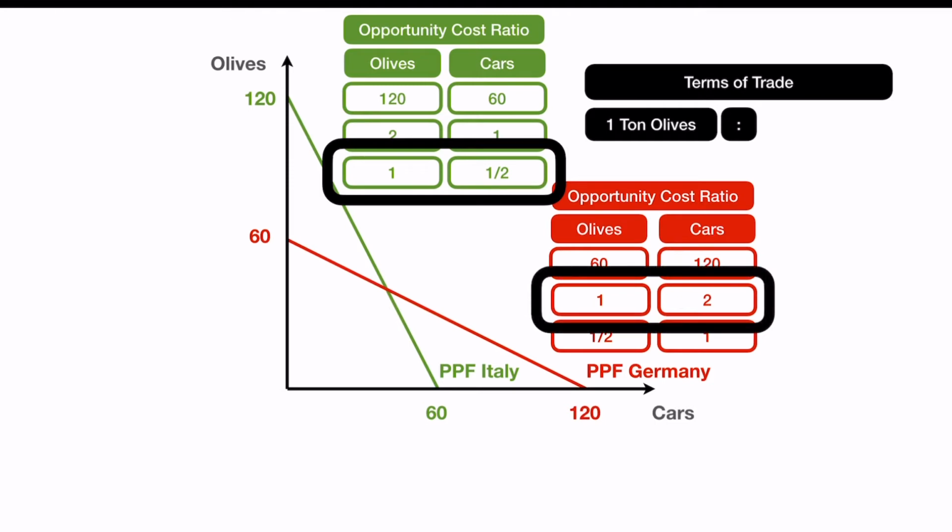As Germany would need to give up 2 cars to produce a tonne of olives, they would be willing to buy for any price below 2 cars. Therefore, a rate of 1 tonne of olives to 1 car would suit both.